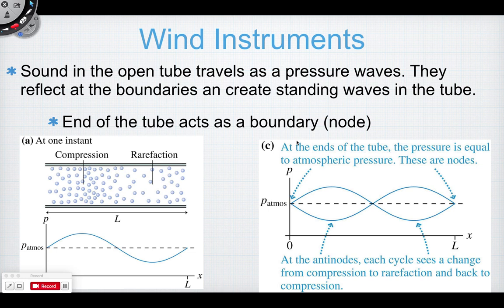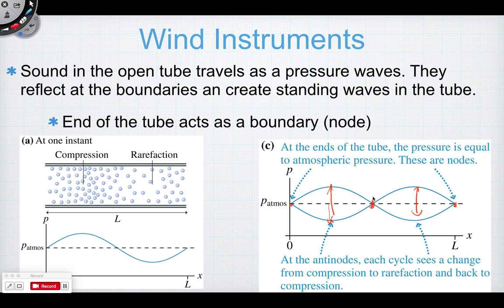The sound in an open tube travels like a pressure wave. That's what sound does. They reflect at the boundaries and create a standing wave in the tube. So we have standing waves in the tube, but these standing waves are based off of pressure. You're going to have areas in that tube which have basic atmospheric pressure, whatever the outside of the tube is. You're going to have areas in the tube that have high pressure, and then switch from high pressure to low pressure drastically like this.